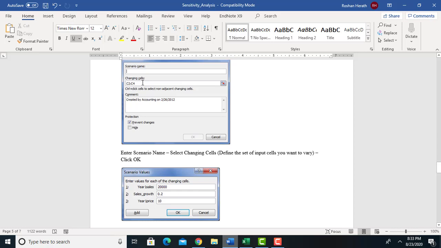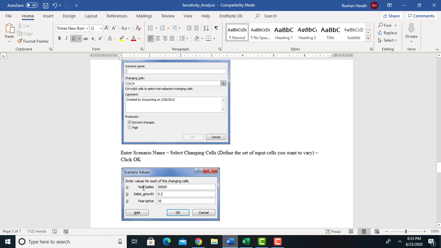Here, the most important thing is when you are getting these changing cells, make sure that you are giving names for these input cells. Then it would be providing a kind of meaningful context. Once you feed the information, you can see that it has selected C2 to C4. C2 may be the year 1 sales, then C3 would be the sales growth, and C4 the year 1 price. So likewise, you can see that.